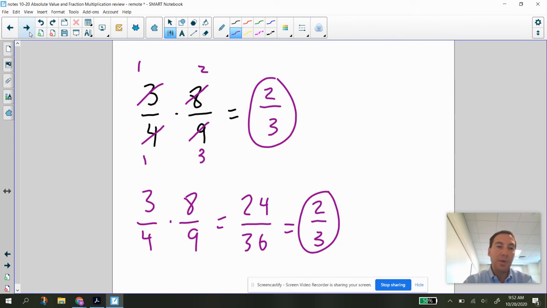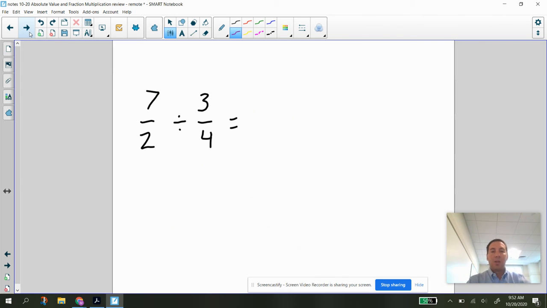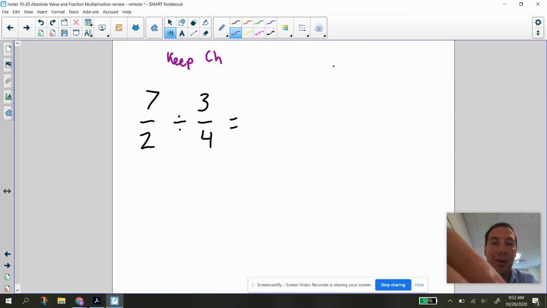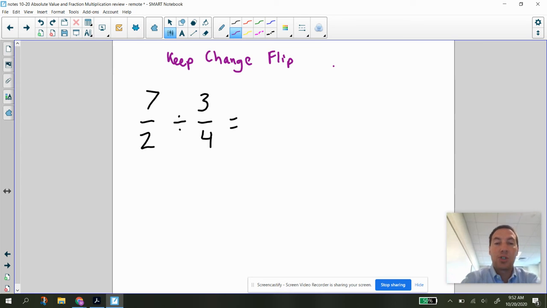So what happens if we do fraction division? This is the only time I think in math where I actually like my little tricks, but I do: keep, change, flip. You might have heard keep, change, rearrange. I'm going to keep the 7 over 2. I'm going to change the division sign to a multiplication sign, and I'm going to flip my 3/4 to 4/3. The reason this works is that dividing by a fraction is the same as multiplying by a reciprocal. But I'm telling you, even at age 39, I still think about keep, change, flip. It's pretty much the only little trick like that I use.